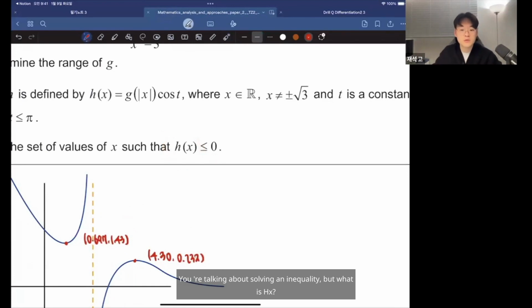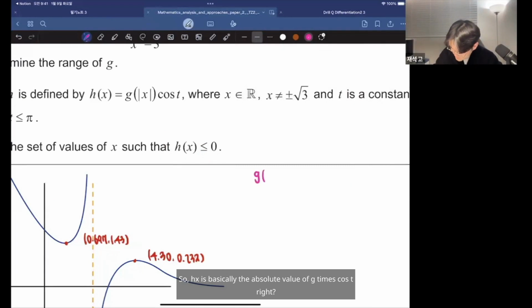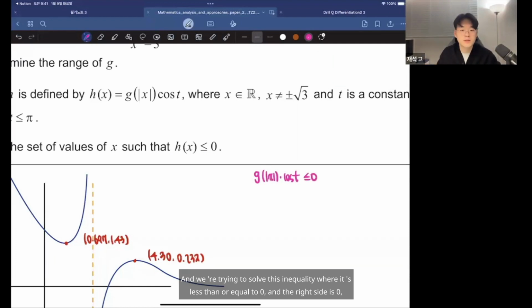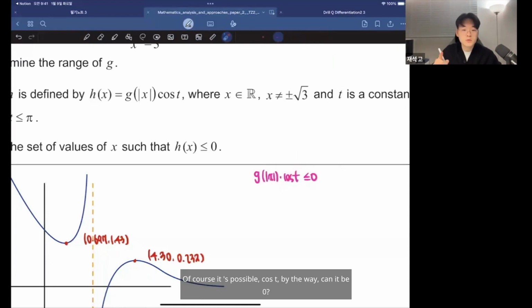You're talking about solving an inequality, but what is h(x)? So h(x) is basically the absolute value of g times cos t, right? And we're trying to solve this inequality where it's less than or equal to 0, and the right side is 0, right? So can we divide both sides by cos t? Of course it's possible, because t, by the way, can it be 0?